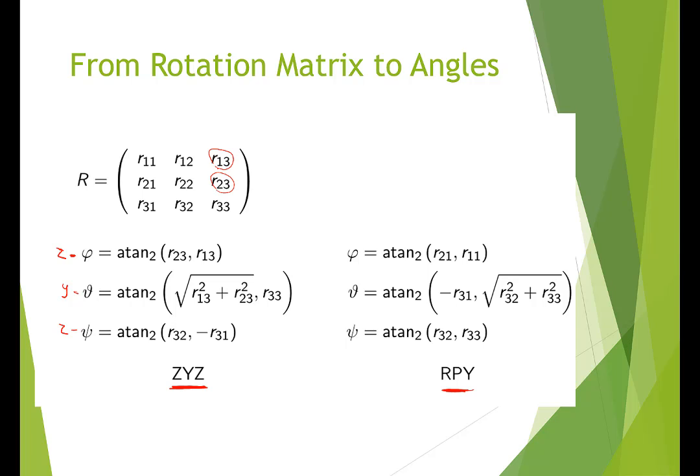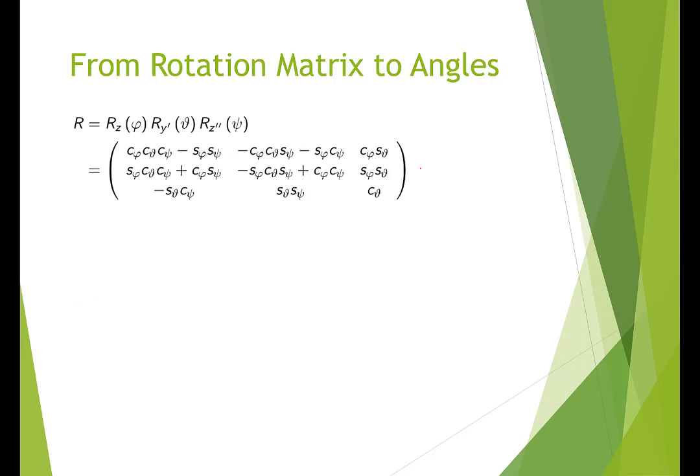But how are these equations derived? It's easy. If you look at the rotation matrix for Euler angles ZYZ, it looks like this, where C shows cosine and S shows sine of an angle. Imagine you want to calculate phi, the first rotation about Z. How will you get that from this matrix? If you look at these two elements, the third element of the first row and the third element of the second row.